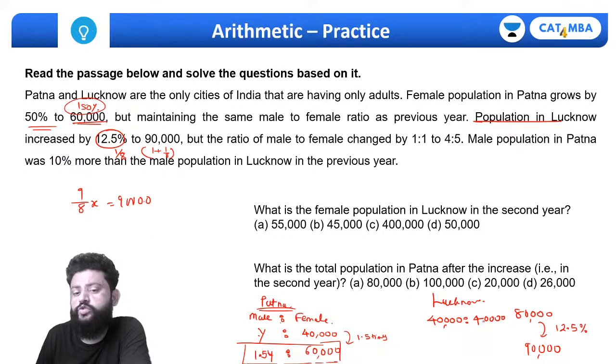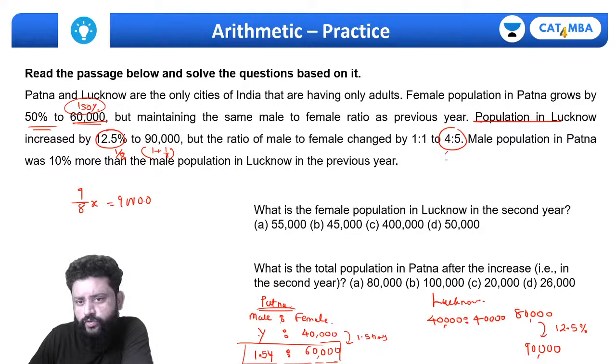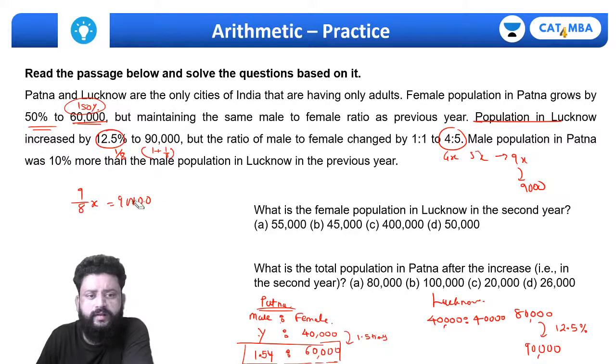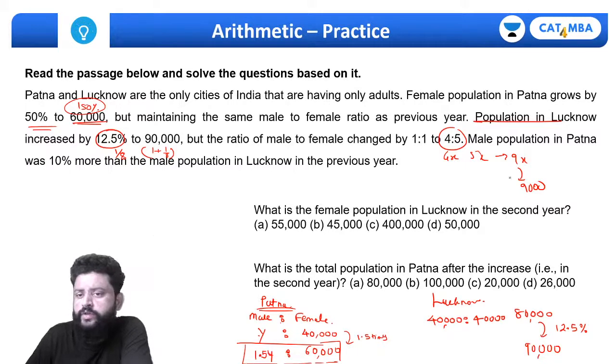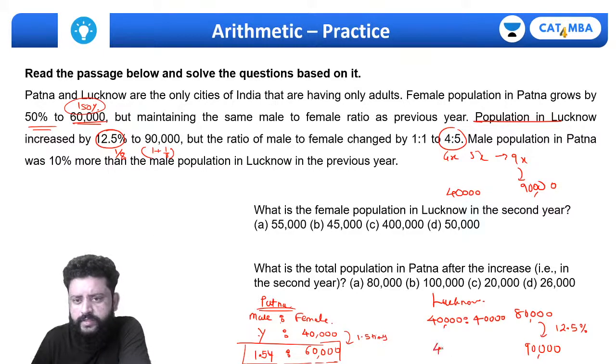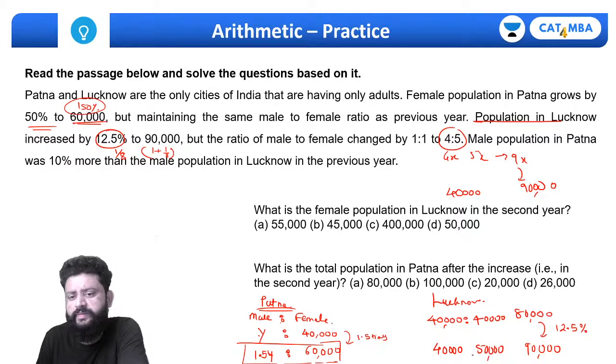It is given as 1:1 and now it is 90,000 in the ratio of 4:5. So 4x and 5x is 9x and this is 90,000. Okay, let's not take this as x. This is the total population. Okay, so 90,000, so this is 40,000 and 50,000 basically. So now it is 40,000. So male तो change नहीं हुआ है, फीमेल 50,000 है. जो भी 10,000 इंक्रीज हुआ है वो फीमेल में इंक्रीज हुआ है.